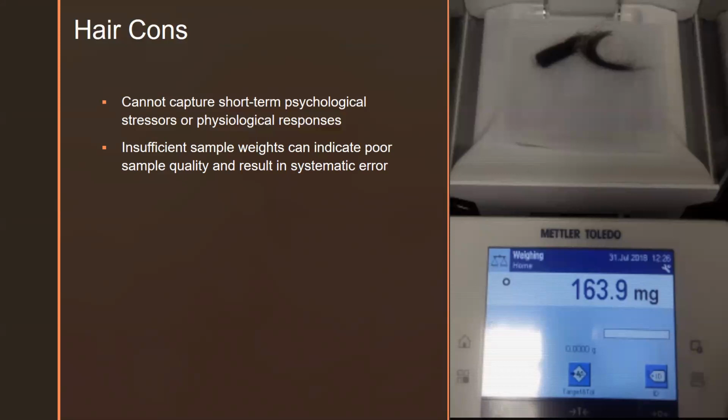Insufficient sample weights can indicate poor sample quality, and it will definitely result in systemic error. As opposed to urine or blood or something of the sort, you usually have enough of the sample. It is an issue especially when people are self-collecting or you have researchers who are not familiar with the collection process or get nervous or skittish about cutting a lot of hair. If you don't have enough, it's going to throw off your results. Typically what we say is we don't want to look at 1 centimeter of hair. We want to look at 3 centimeters of hair. So instead of saying a month, I should probably say that you should be thinking in terms of months whenever looking at hair.